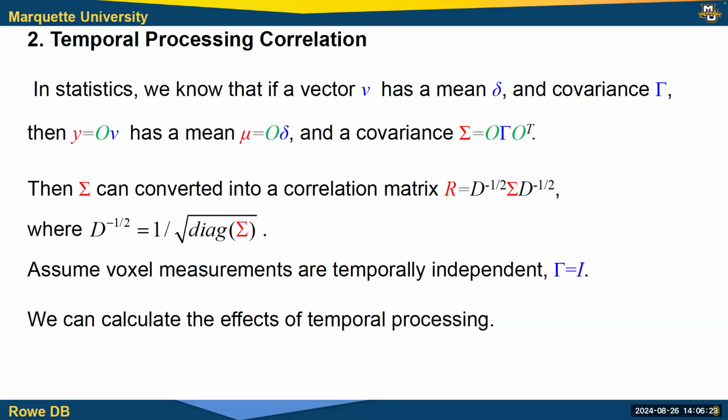And so we can examine the effects of this processing by, for example, saying, well, let's assume that gamma is identity. And so unless our operations are orthogonal, unless O is an orthogonal matrix, then we have induced some sort of correlation, which seems obvious but shocking. Okay? So let's assume that this gamma is identity, then we can calculate the effects of these processes.